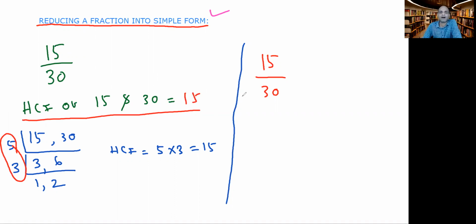Now what do we do? Our job is to divide the numerator and denominator both by 15. So take the numerator by 15 and the denominator by 15. Now how much are we going to get? 15 divided by 15 is 1 and 30 divided by 15 is 2. Now is it clear to you? What is the simplest form? It is very easy and very clear. When a fraction is given, to make out the simplest form, take the HCF of both numerator and denominator, cancel it or divide it by that HCF, then you will get the simplest form.